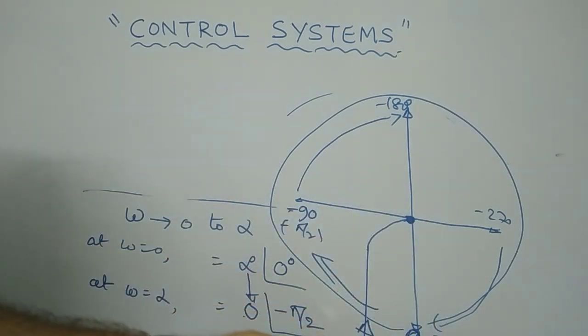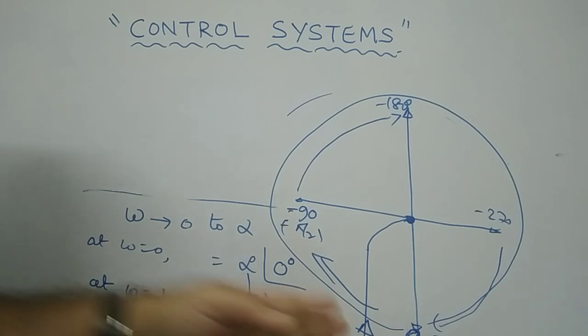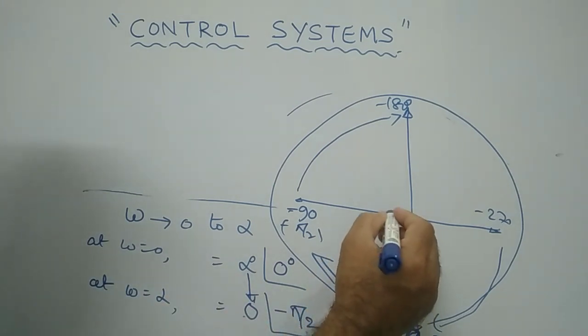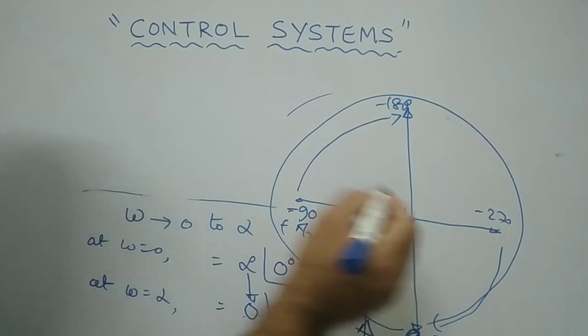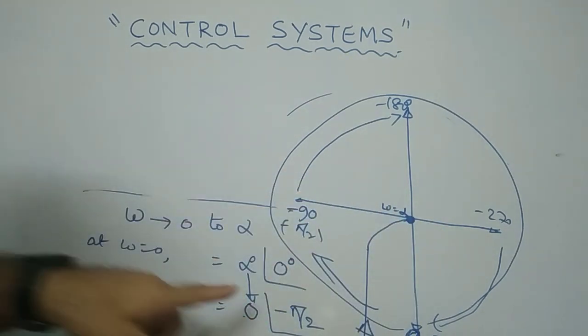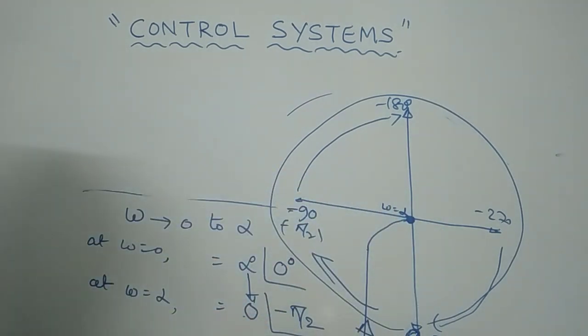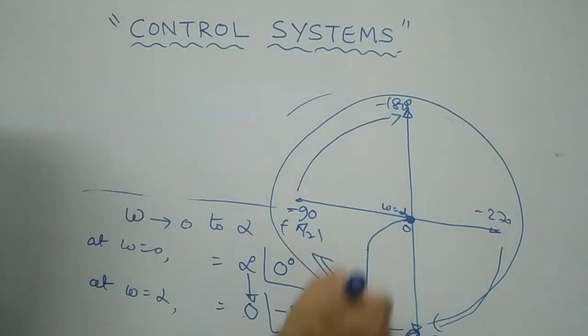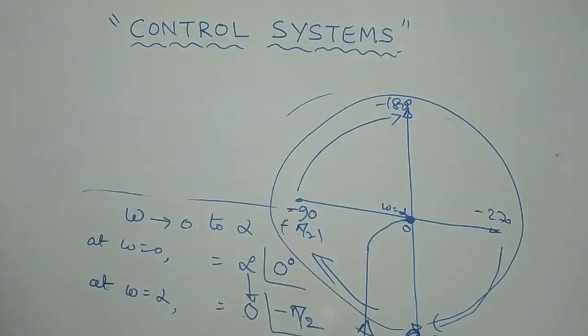So the magnitude is coming like this from infinity, which is omega is equal to 0. Here omega is equal to infinity, where the magnitude is 0. At omega is equal to 0, the magnitude value is infinite. This is the polar plot.